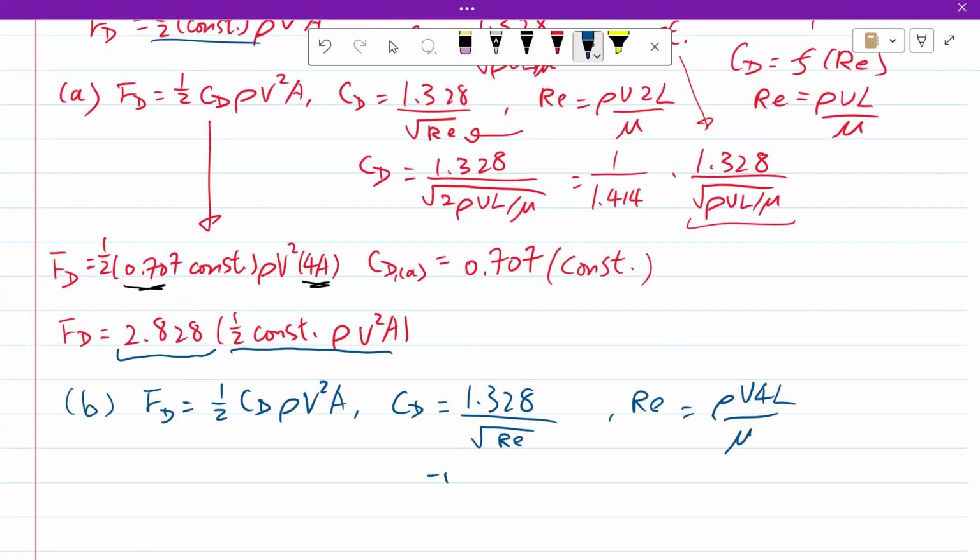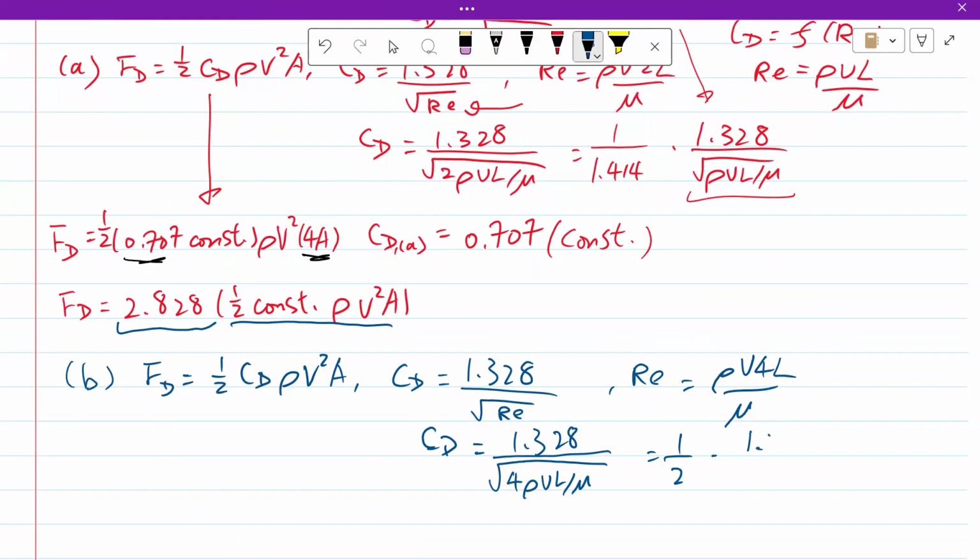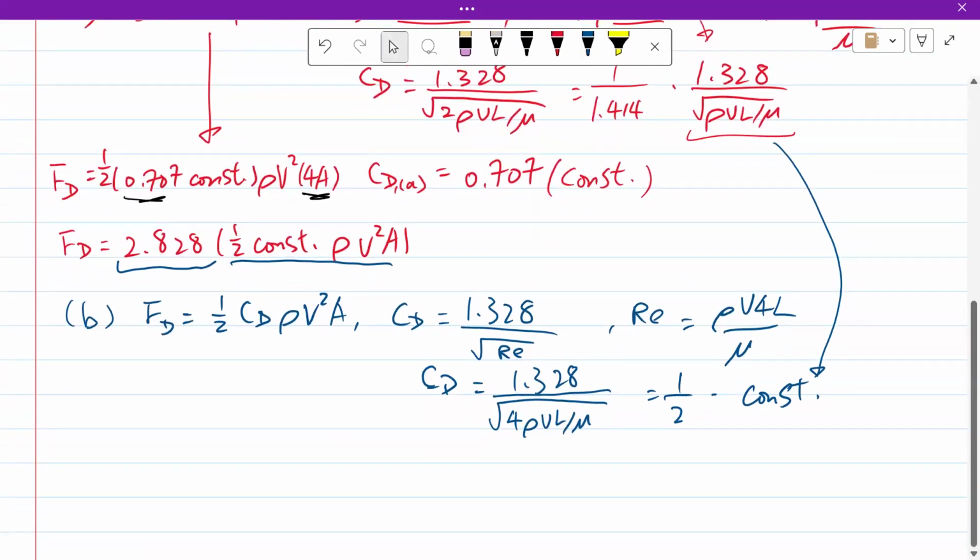That's going to give you a drag coefficient of 1.328 divided by square root of 4 rho UL divided by mu. Take the square root of 4 out. That gives you basically 1 divided by 2 times your constant as before. The next step is just plugging it back into your FD.